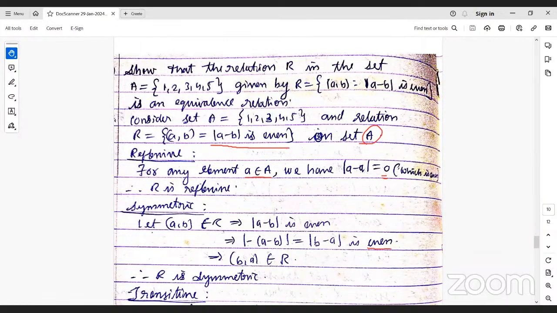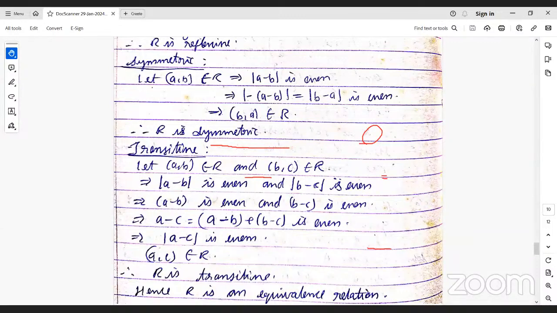And then in the last case, that is the transitivity case. Okay, so in case of transitivity, we are considering two ordered pairs: A comma B belongs to R and B comma C belongs to R. Okay. So if A comma B belongs to R, the condition is mod of A minus B is even, and B comma C belongs to R means mod of B minus C is also even. Okay, and now when we combine this, A minus C can be written as A minus B plus B minus C, because minus B and plus B will cancel out. So we can see mod of A minus C is also even, because an even number plus an even number will also be an even number. Okay, so for that reason, A comma C will also belong to R. Therefore R is a transitive relation.